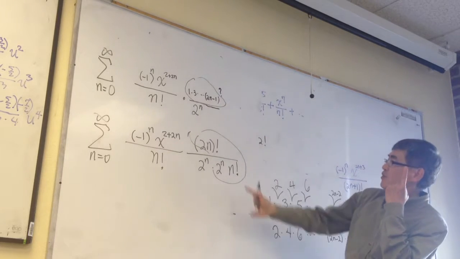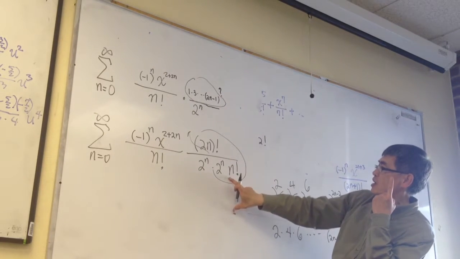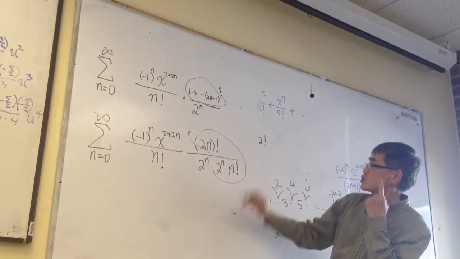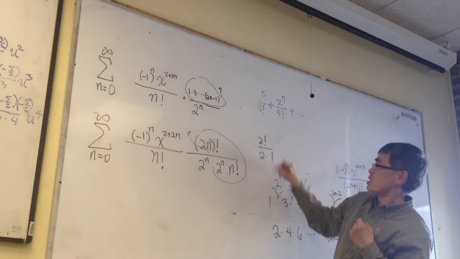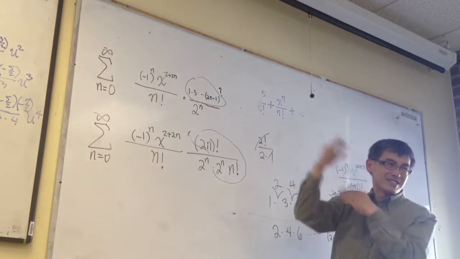Right? Now, is this consistent with here? If n is 1, then here means 2 factorial. Here means 2 to the first power. Here means 1 factorial. That's 1. That's indeed 1. So that's good, right?